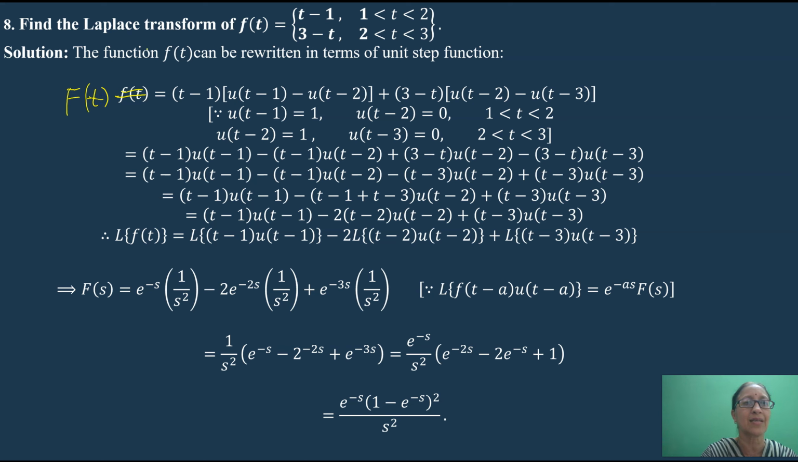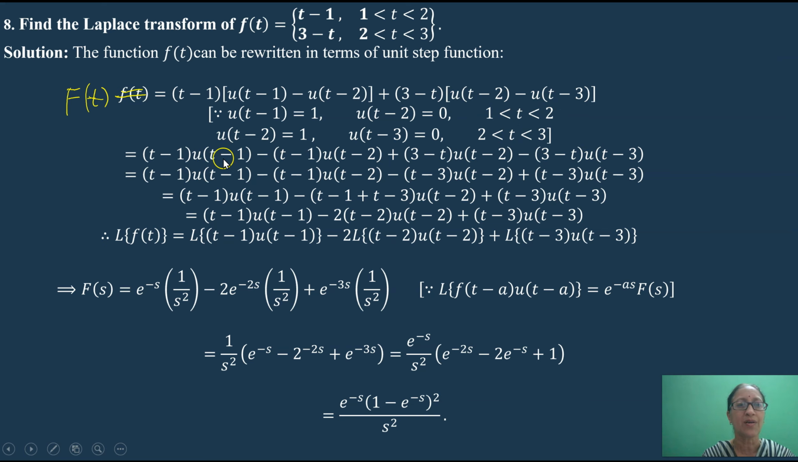We are expressing this in the form of capital F of t. So capital F of t equals (t minus 1) into u of t minus 1 minus u of t minus 2, plus (3 minus t) into u of t minus 2 minus u of t minus 3. Now simplify this: (t minus 1) u of t minus 1 minus (t minus 1) u of t minus 2 plus (3 minus t) u of t minus 2 minus (3 minus t) u of t minus 3.